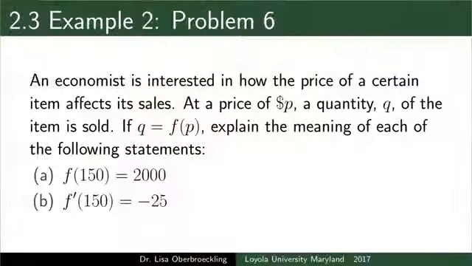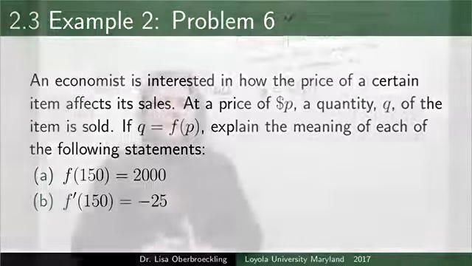Number 6 in the book is we're given a situation that an economist is interested in how the price of a certain item affects its sales. At a price of P dollars, a quantity Q of the item is sold. If Q equals F of P, explain the meaning of each of the following statements.